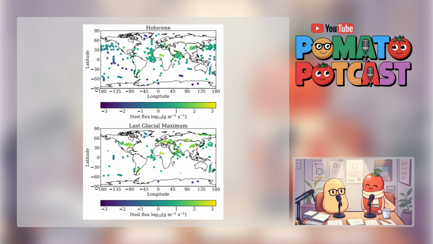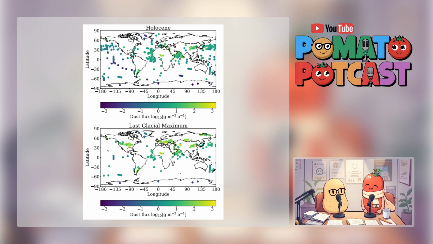And the paper mentions this DirtMap database. Is that a pretty comprehensive resource for this? It is a valuable resource, but even DirtMap has its limitations. It only has data from a few hundred locations globally, which, on a planetary scale, is not that much data. Right, it's like trying to understand an entire forest just by looking at a handful of leaves.